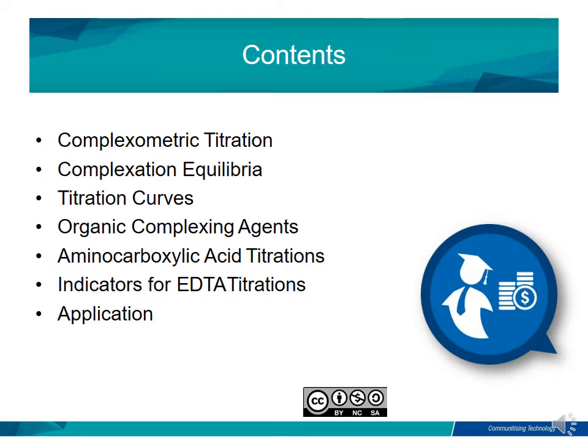Okay, so the fourth one is the organic complexing agents. So what types of complexing agents you will learn in this topic. Next is the amino carboxylic acid titration, which is involved with more than one functional site that can react with your analytes. Okay. Next is the indicators for EDTA titration. EDTA is the most commonly used complexing agent. Okay. Next is the application.